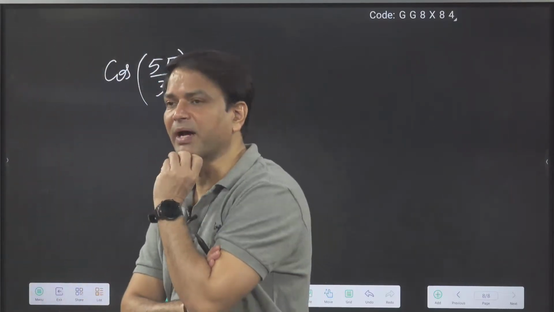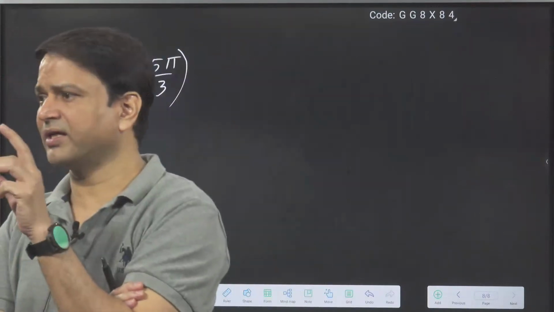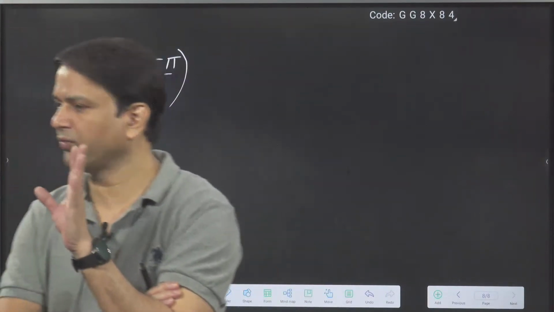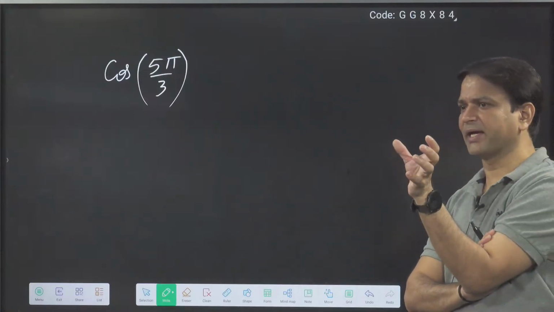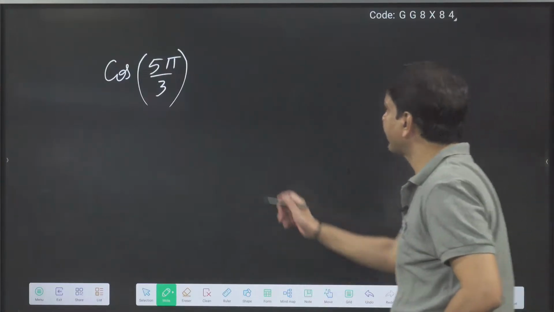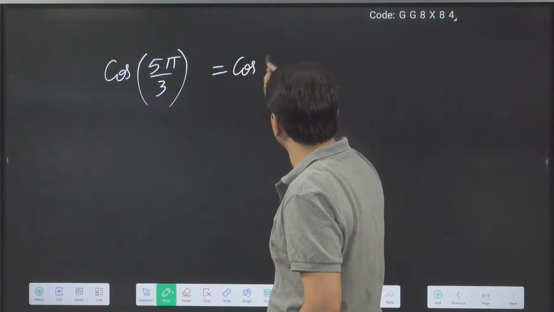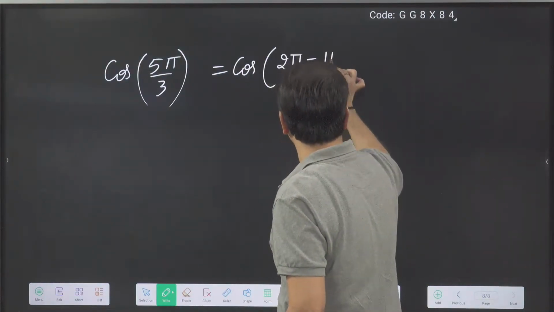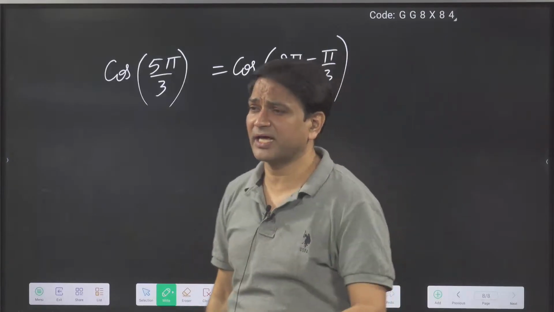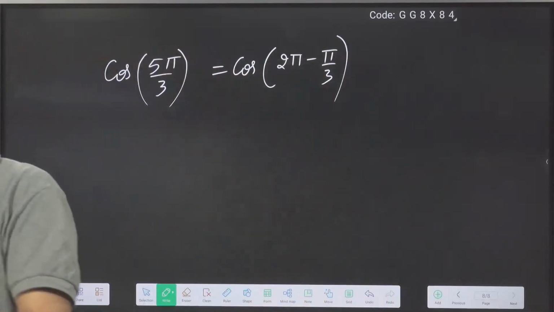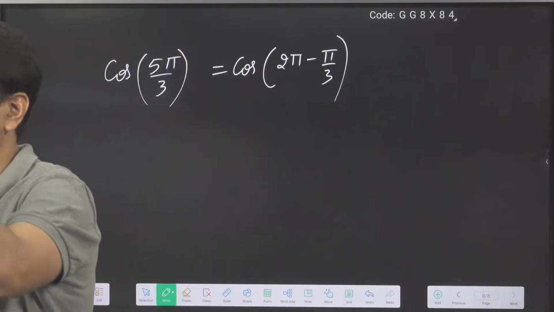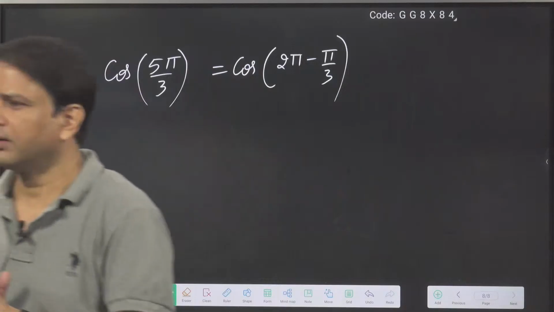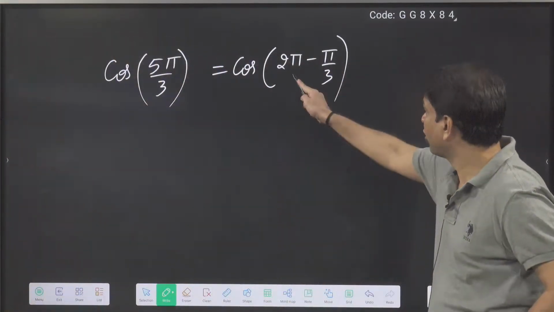Okay, so cos 5 pi by 3. 5 by 3 is what? More than 1, and you can see it is closer to 2. So here I will not split into pi minus or pi plus. Since it is closer to 2, I can write this cos as 2 pi minus pi by 3. If you split like pi plus, then again you have to do the splitting. That's why I am directly splitting into 2 pi minus pi by 3. You can check also: 2 minus 1 by 3, what will I get? 5 by 3. Okay, everybody got this.